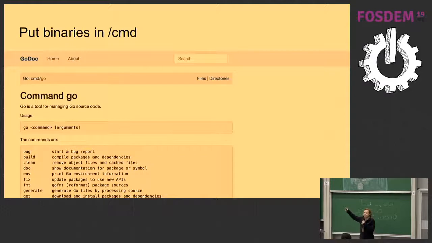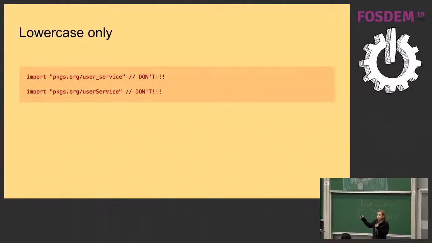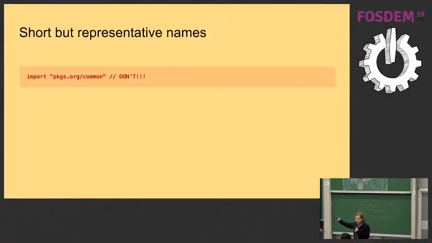This is very common, all the main functions should go into /cmd. This is how the Go tool is organized in the Go core repository. I will talk about some naming stuff. Lowercase only, no camel case, no underscore, short but representative names, no common, no util. If you want to use util, use some context, say httputil.